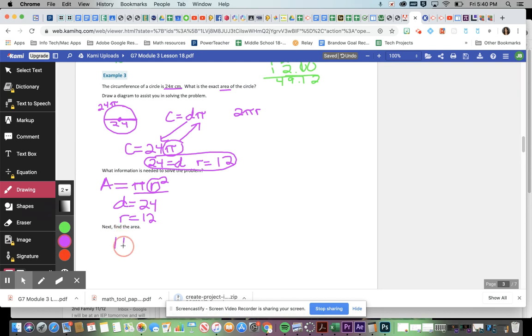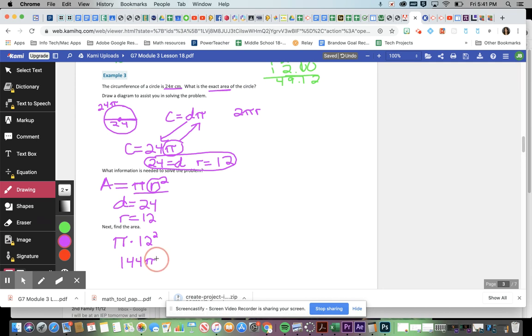All right, so we've got pi times radius squared. Our radius we found out was 12 squared. So this would be 12 squared is 144. And when it says find the exact area, we're going to leave it in terms of pi. So I'm not going to write 144 and then times that by 3.14. I'm just going to write 144 pi.